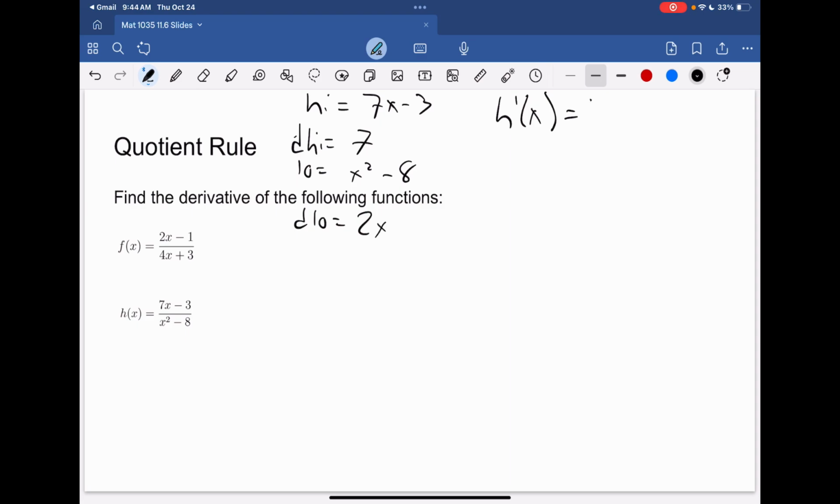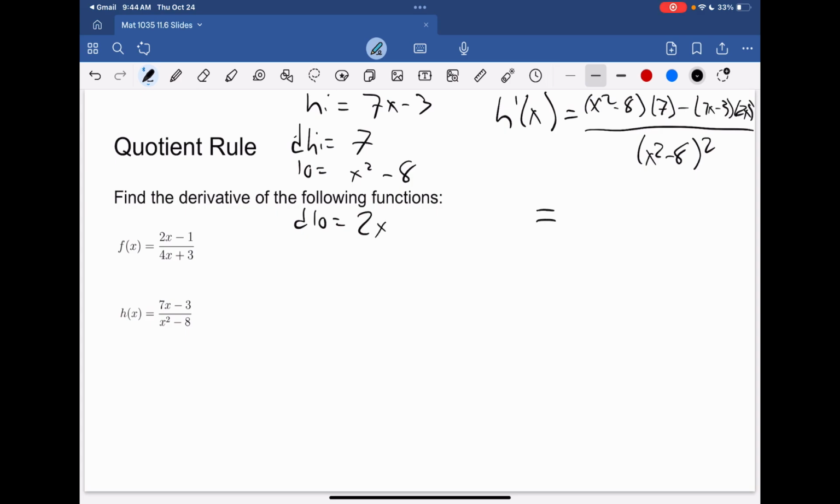So low, x squared minus 8 times d high, which is 7, minus, let's see, I have high, 7x minus 3, d low, which is 2x. Almost ran out of room there. All right. All divided by low. So x squared minus 8 squared. Okay. So now my calculus is done. So I can just do the algebra.